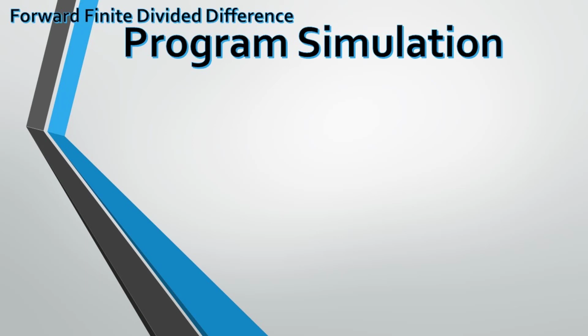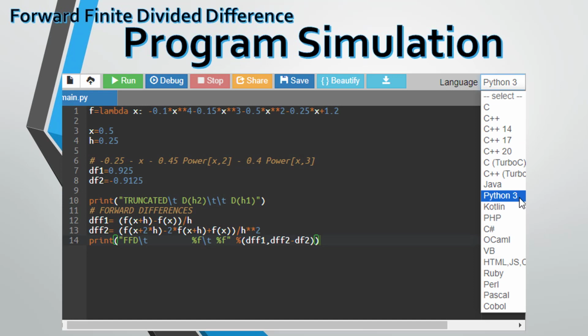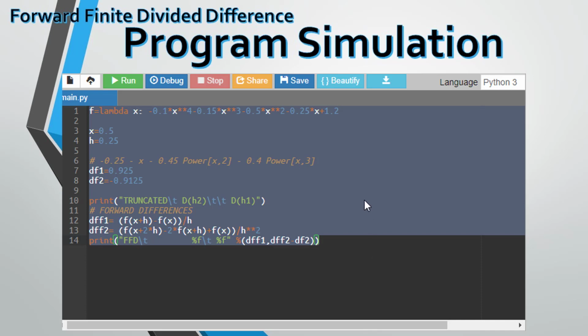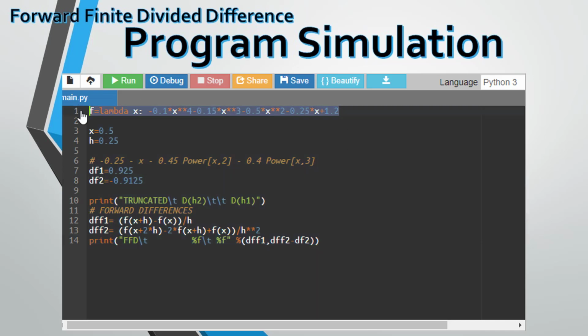Let's try and execute this example onto our program. On the online compiler, we select the language Python 3. Copy and paste the code. The function f is declared on the first row. We interpret the function according to the format that the program can understand. We then state the values of x, which is 0.5 in the given, and h is 0.5. We declare the value of the differential equation at step size 1, which is 0.925, and declare the value of the differential equation at step size 2, which is -0.9125.